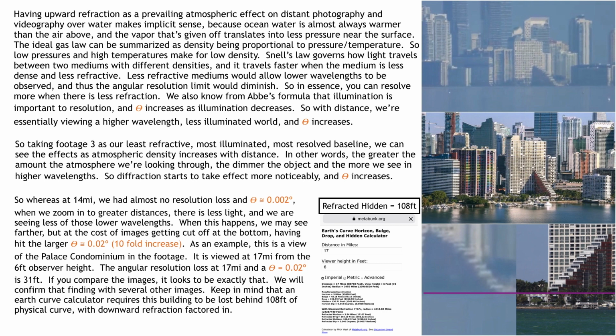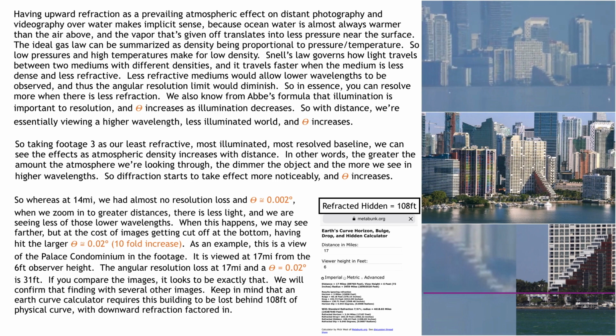So having upward refraction as a prevailing atmospheric effect on distant photography and videography over water makes implicit sense because ocean water is almost always warmer than the air above. And the vapor that's given off translates into less pressure near the surface. So again, the ideal gas law can be summarized as density being proportional to the pressure divided by the temperature. And so low pressures and high temperatures make for low density.